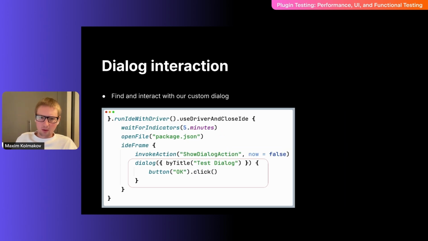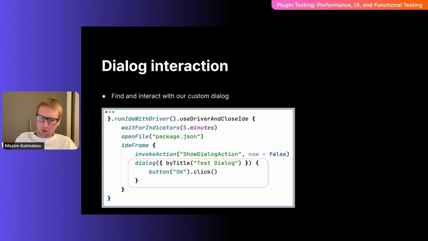Let's work with our dialog step by step. We need to first find the dialog using its title, test dialog, then locate the OK button inside it, and finally click that button. There is something clever about how this works. Notice the nesting pattern: IDE frame, then dialog, then button.